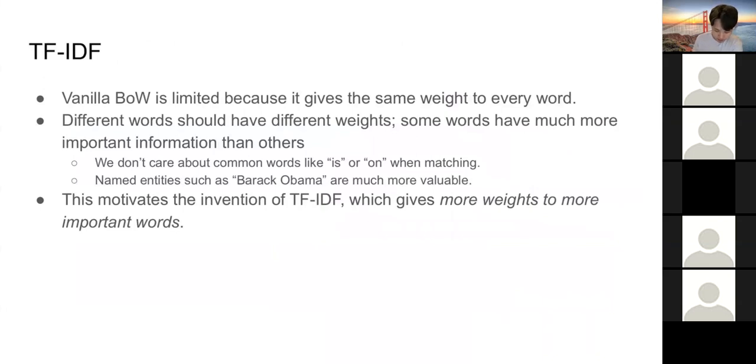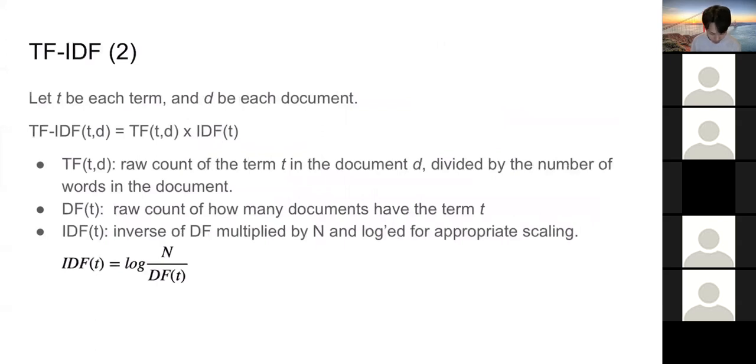So we want to improve the bag of words a bit. Technically, TF-IDF is a subclass of bag of words, where we have different weights for different words depending on how much information those words carry. We don't really care about common words like is or on when matching, and named entities like Barack Obama, or best or worst, should have more value. So the motivation behind the invention of TF-IDF is that we want to give more weight to more important words. Simple, right? So how do we compute TF-IDF?